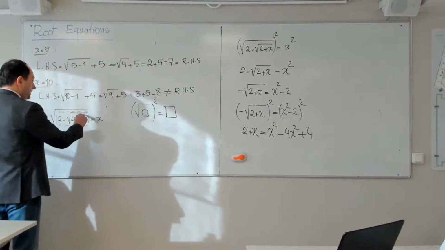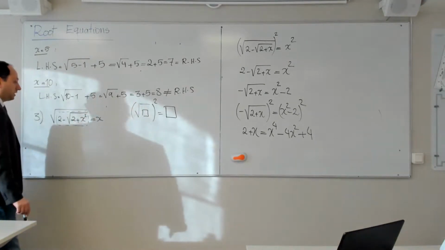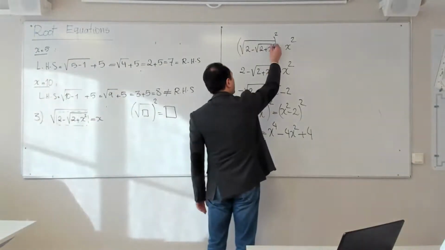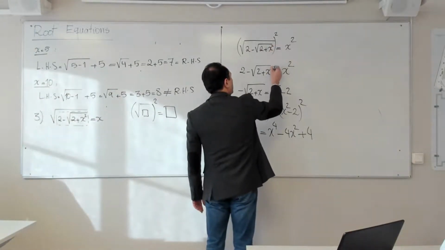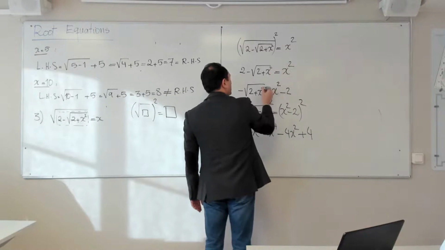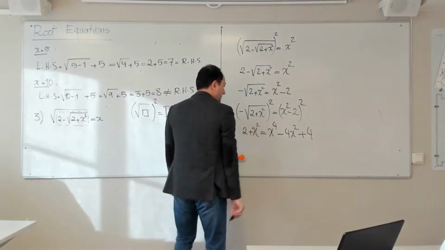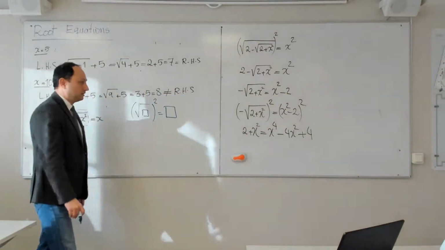So let me put x squared here. It seems that I am making it harder, but not. So instead of x, let me start with x squared from the beginning. Nothing will change at all. This will happen. Do you agree?